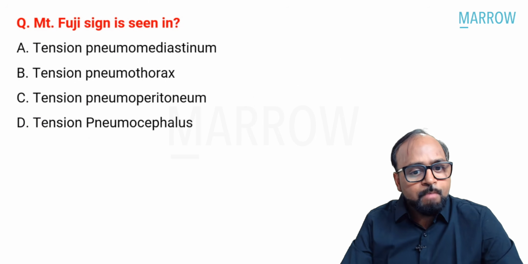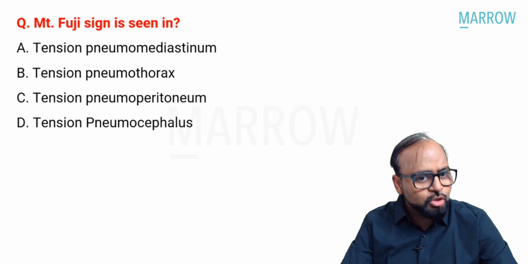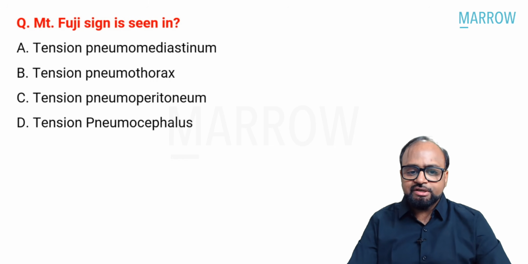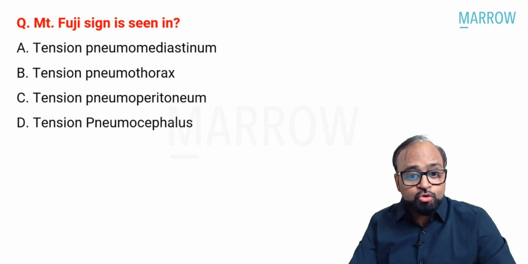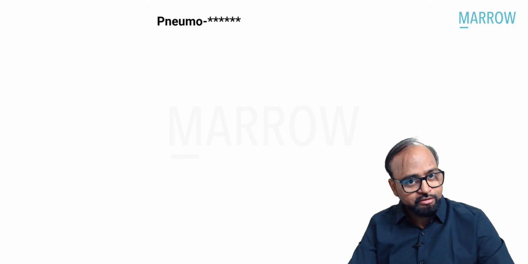Yes. So Mount Fuji sign is seen in which of these conditions? In all the options, you see tension, tension, tension, tension, and pneumo, pneumo, pneumo, pneumo. So let us quickly look at what pneumo means. Pneumo means air. So let us look at various situations in the body where you will get an abnormal accumulation of air.